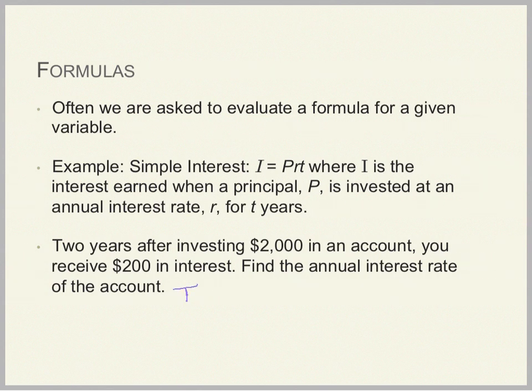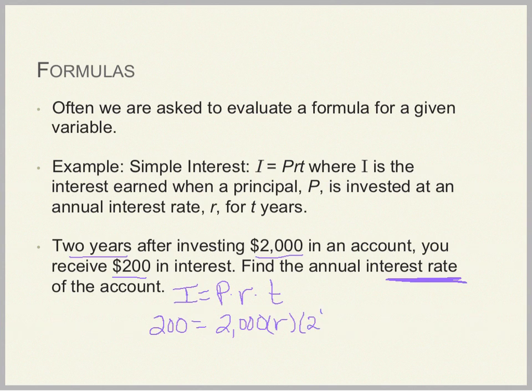Well, we know that interest equals principal times rate times time. The interest we receive is $200. The principal we invested is $2,000. We do not know our rate. That's what we're trying to find. And our time in years is 2. Solving then for R, we find that our rate is 5%.